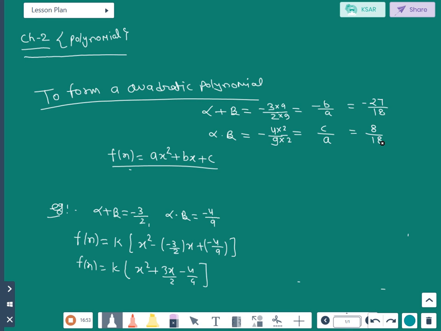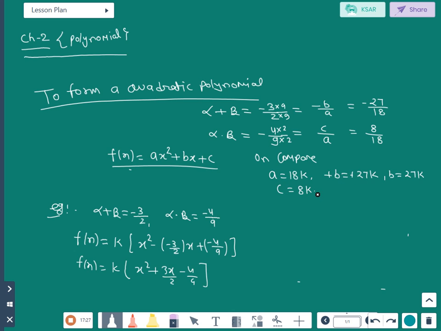Now will the a value come equal or not? a value equal form करनी है आपने. Now on comparison, a is 18k, constant फ्रैक्शन में है, constant से multiply करना होगा. Minus b is equals to minus 27k, negative negative cancel. So b is equals to 27k and c is equals to minus 8k.